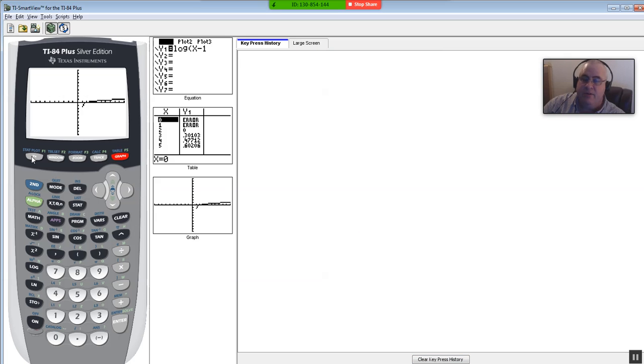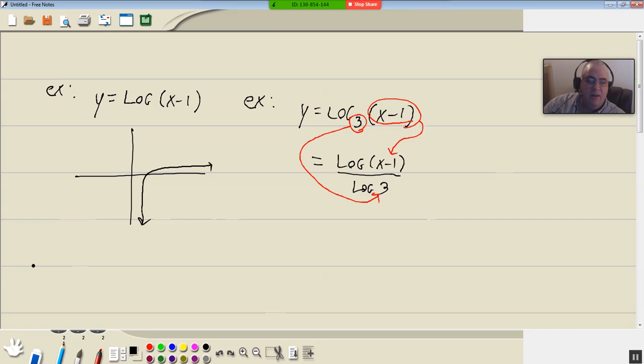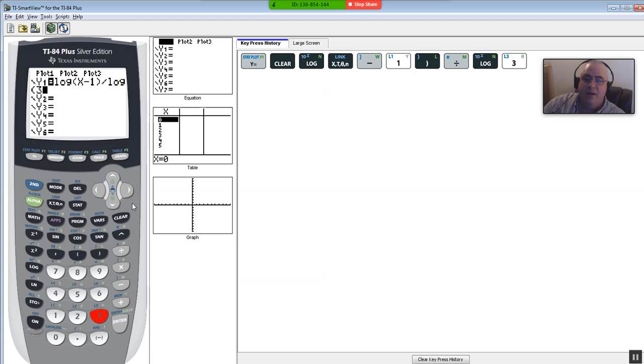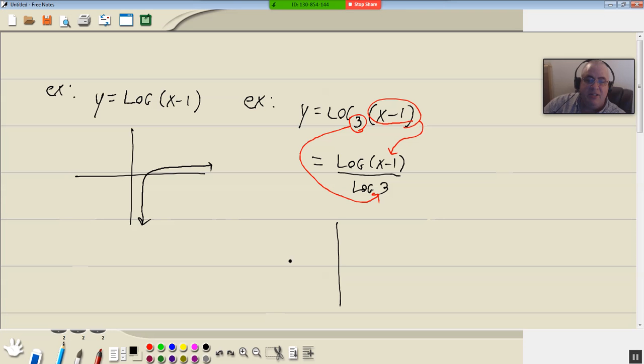So if I go to y equals, clear, and do log of x minus 1, close parentheses, divided by log 3, and then graph, this would be our answer. But again, they never just stop. This keeps going down forever like that. That'd be our graph.